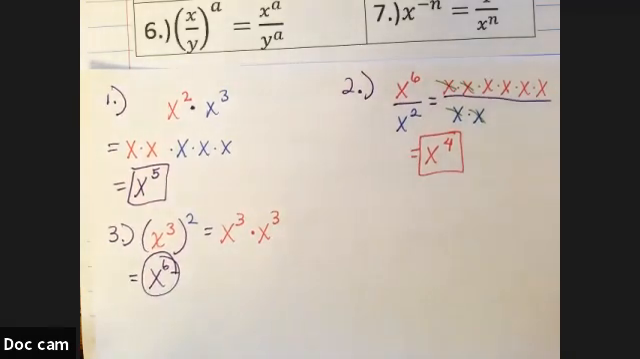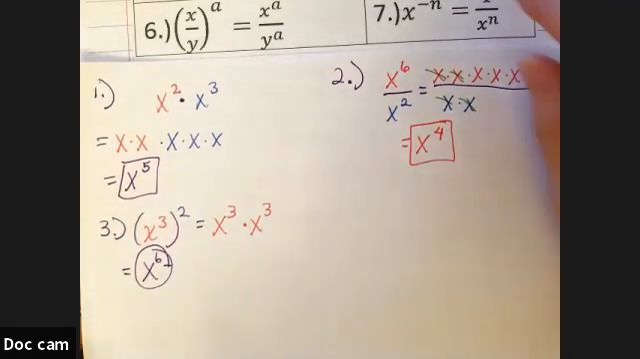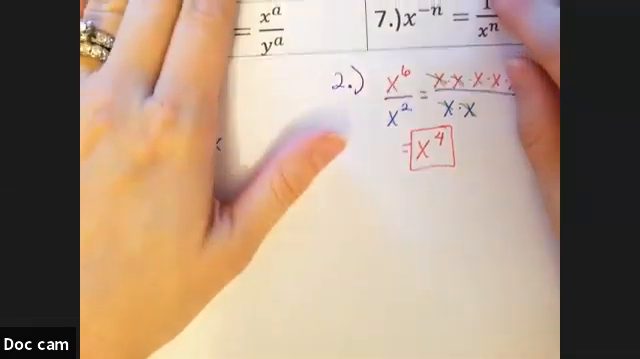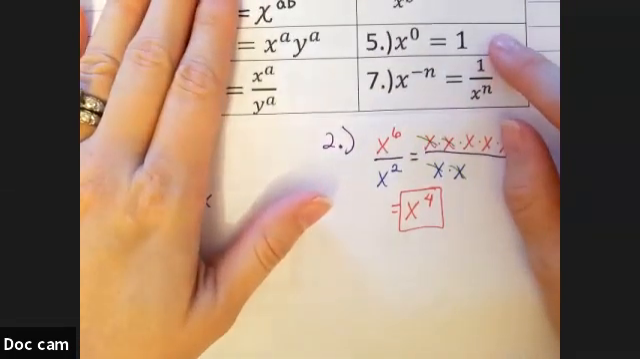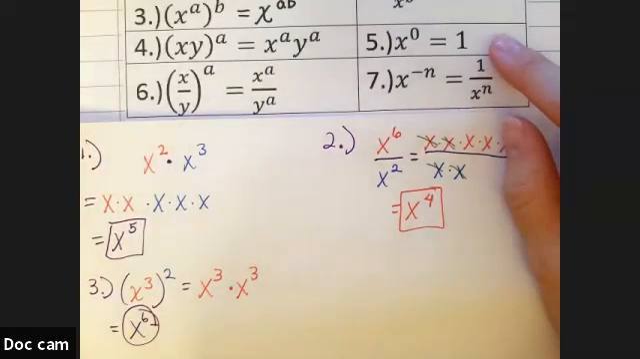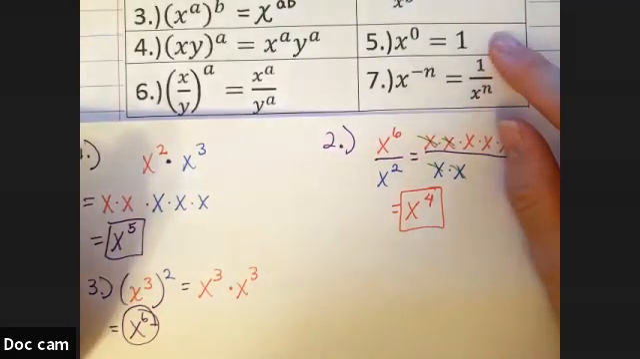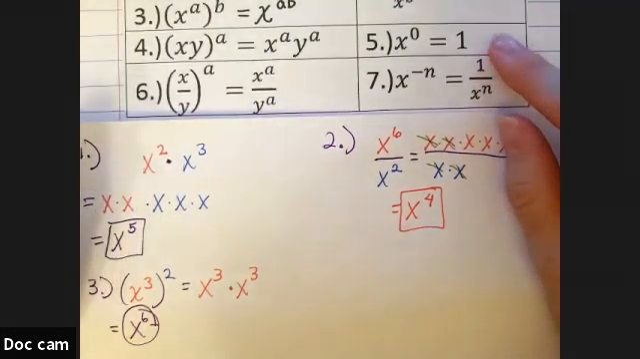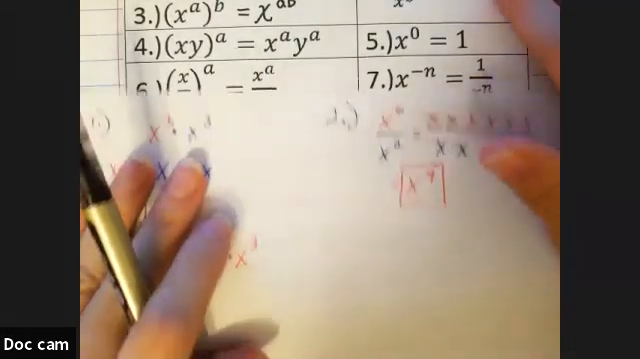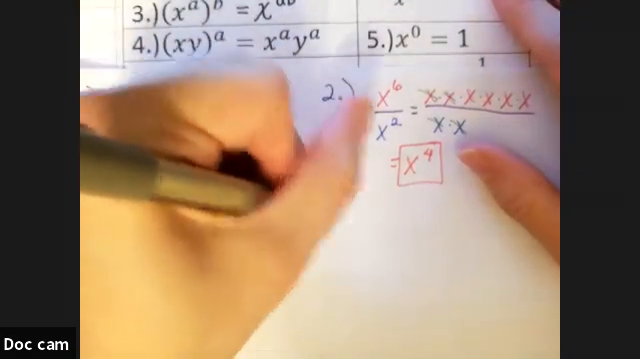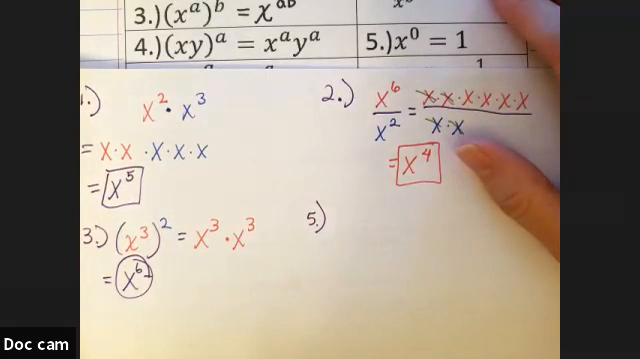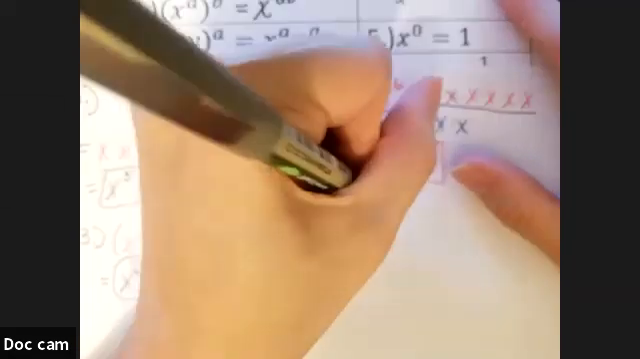Okay, so let's talk about rule number 5, which I have here. x to the 0 power is equal to 1. So that might seem kind of random, but it's not. I'll show you why.